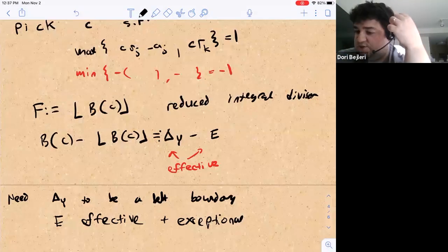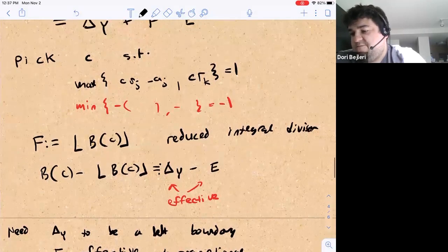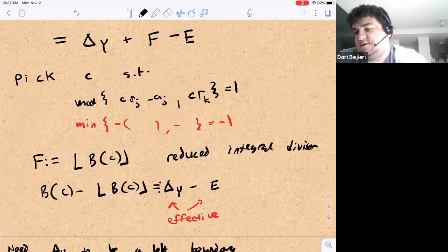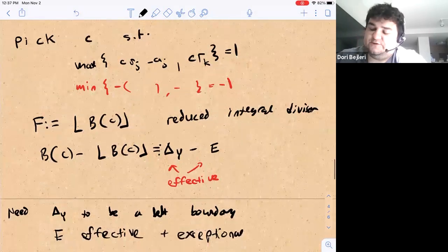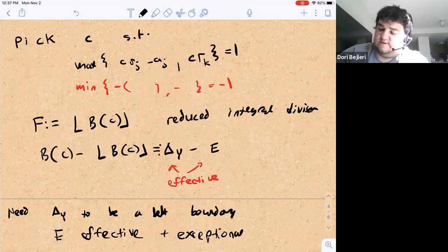Okay, so let's check that this is satisfied. Here we picked our c so that the max of these coefficients of the e's and the f's is 1. So we know that everything else here has coefficients strictly less than 1. So this delta y, this piece, because we wrote it as effective minus effective, whatever the positive coefficients are, they're strictly less than 1. So that tells us that it's the KLT boundary.